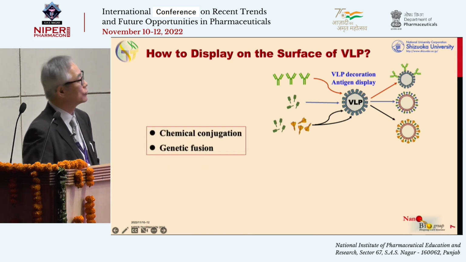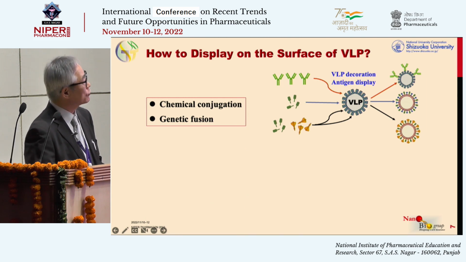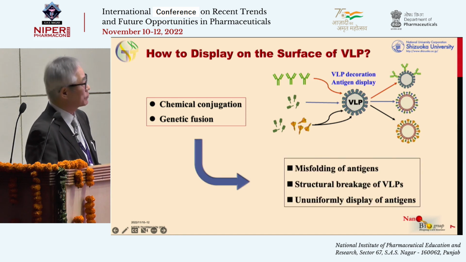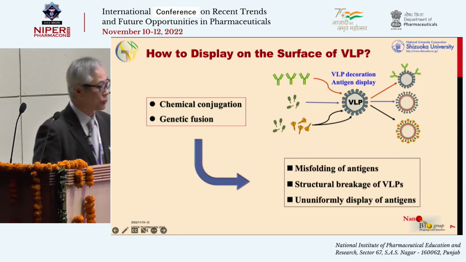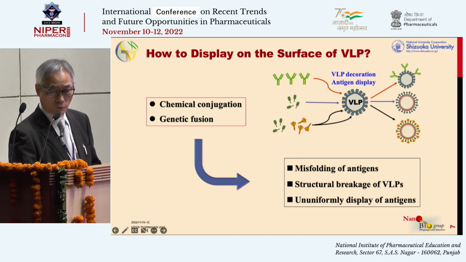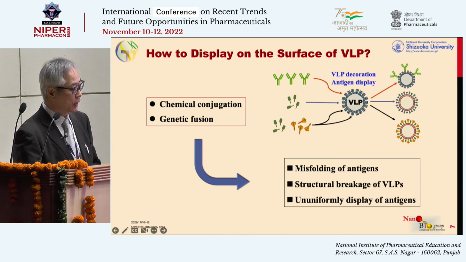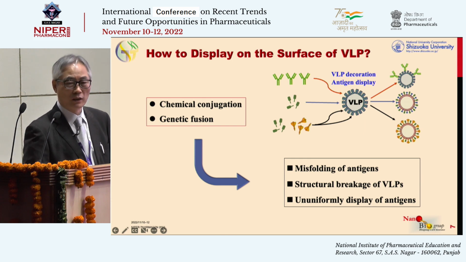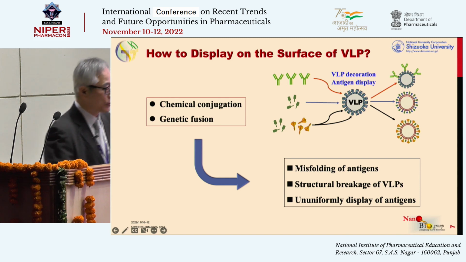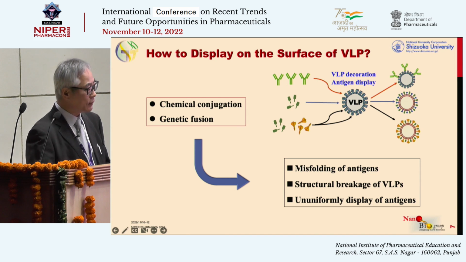To do this, conventionally we use chemical conjugation or genetic fusion. However, these methods might cause misfolding of the antigen. Sometimes these methods break the VLP formation, so it cannot be used. Structurally, there is breakage of the VLP also. In most cases, the displayed antigen is not uniform. Therefore, it's difficult to use as a vaccine. This is a big problem.